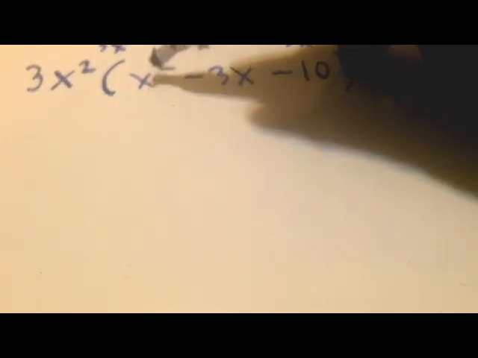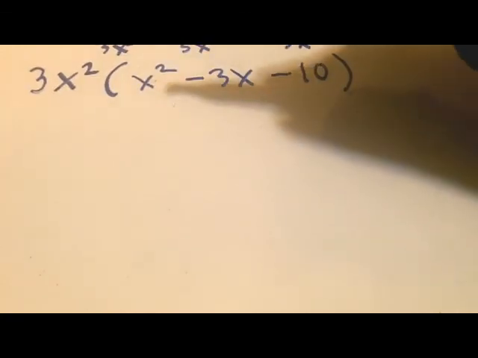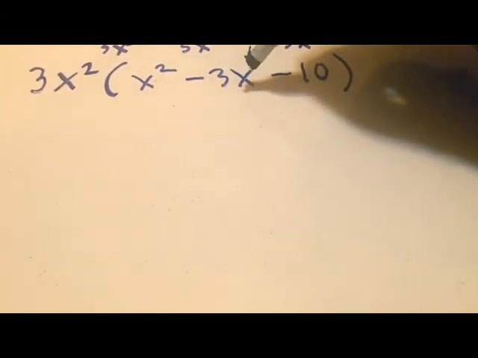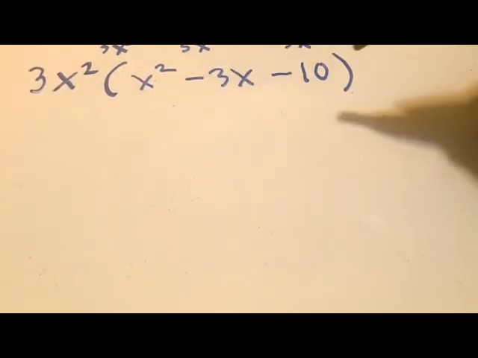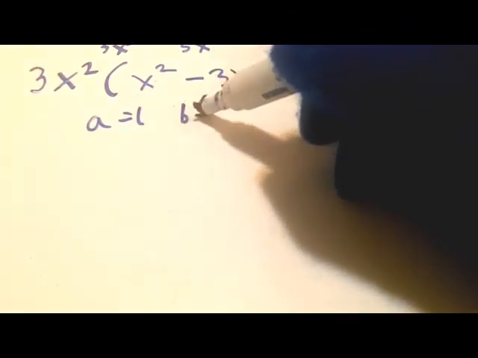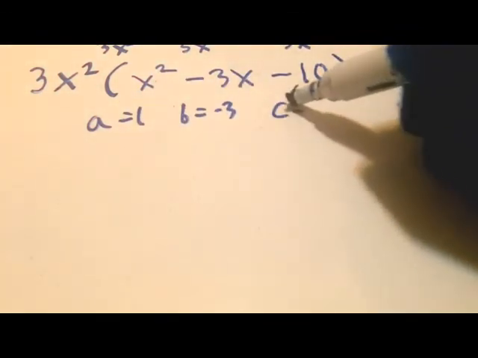One term has a letter to the second, check. Next term has a letter to the first, check. The third term's constant, that means it's a number. X squared plus bx plus c, like no other. Identify A, B, and C.